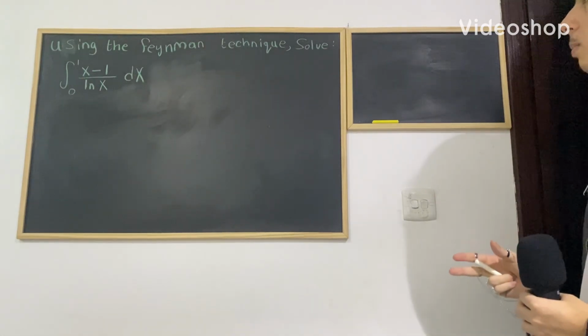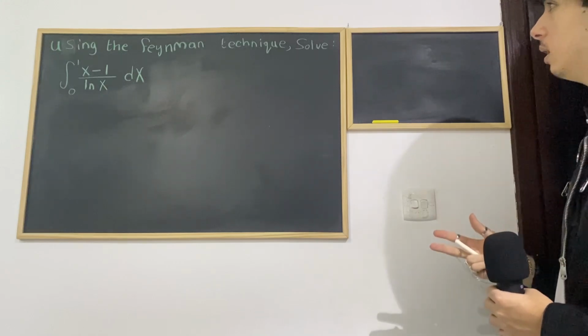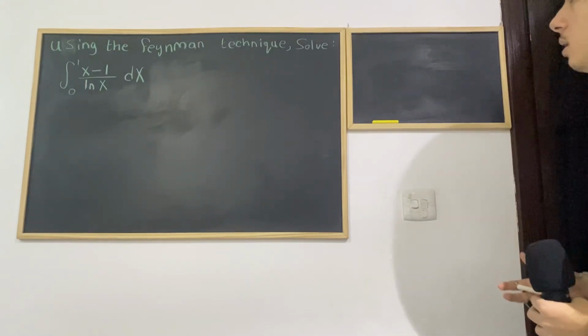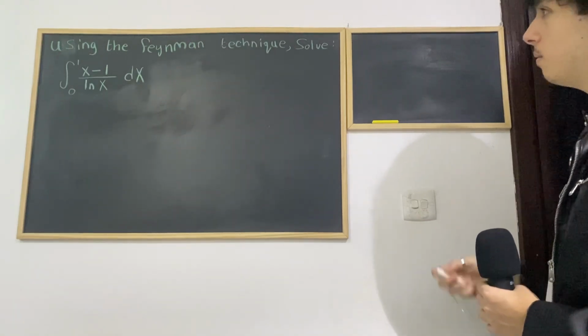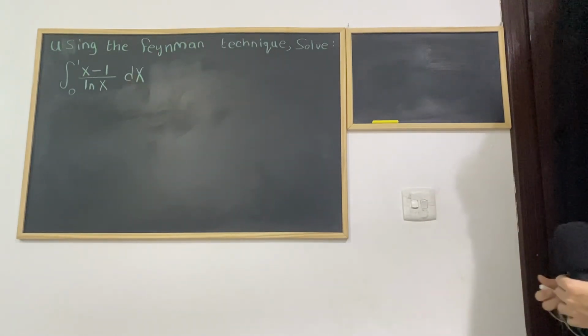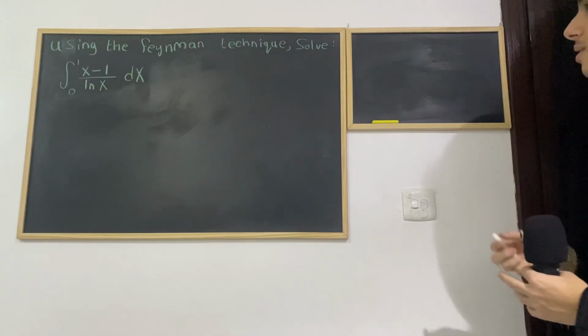Today we are going to be exploring the Feynman technique of integration. Now this is the biggest cheat code in the entirety of integration. It is a very beautiful technique created by Richard Feynman. Well, it wasn't really created by him.